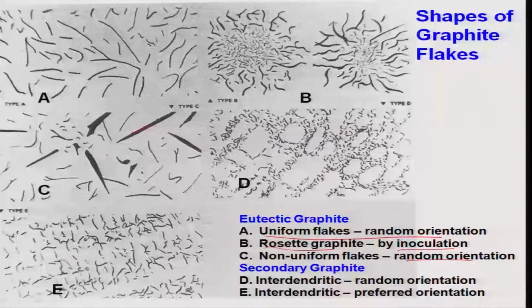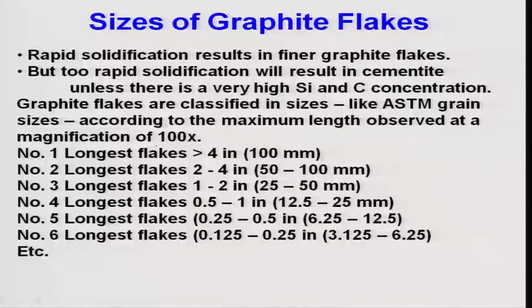Interdendritic graphite means the last liquid which is present in the interdendritic region is transformed into graphite, but these three are the most important, correct. Then there are different sizes of graphite flakes. Rapid solidification results in finer graphite flakes, but if you cool too rapidly, you will have cementite. That is because you can bypass this eutectic reaction. Unless there is very high silicon and carbon concentration, graphite flakes are classified by this.